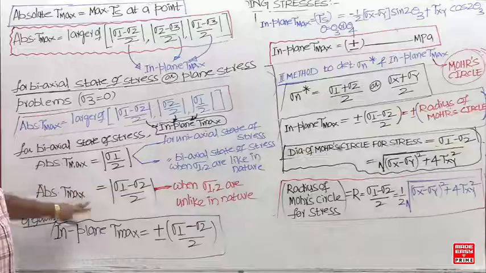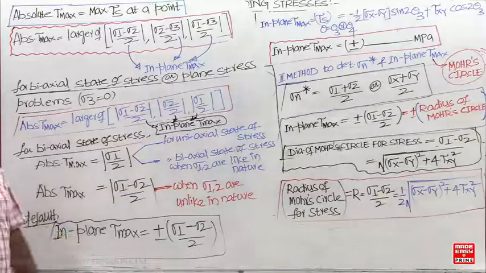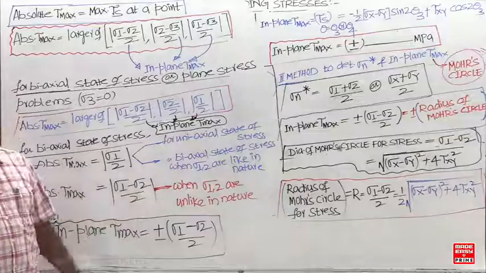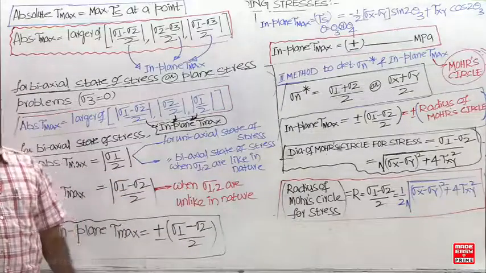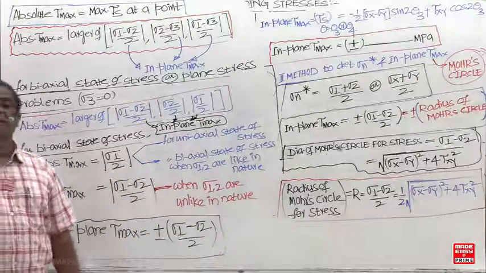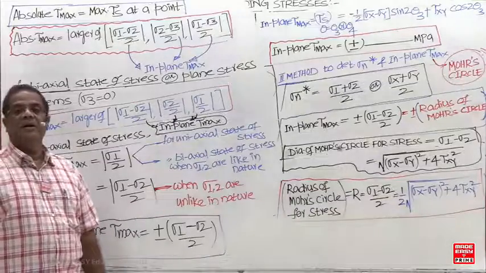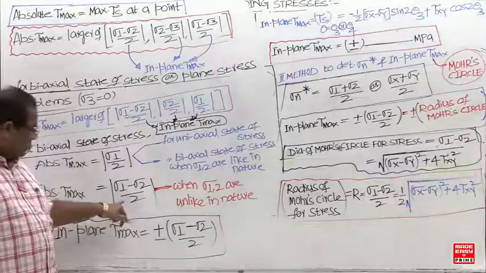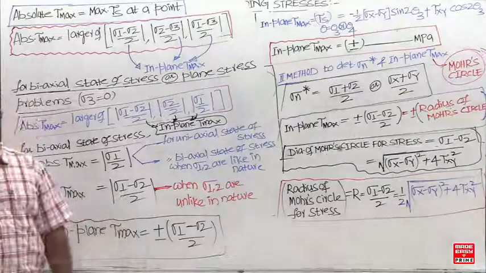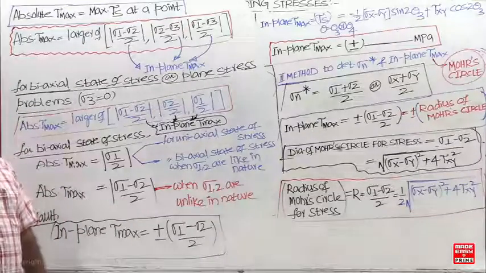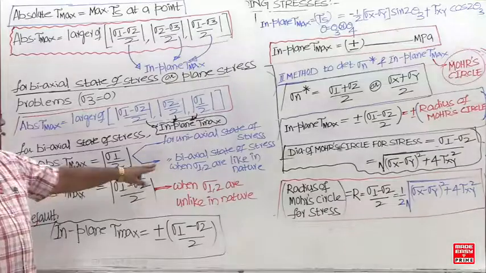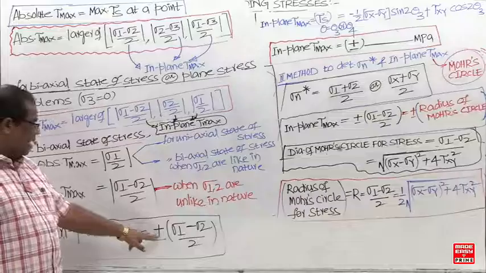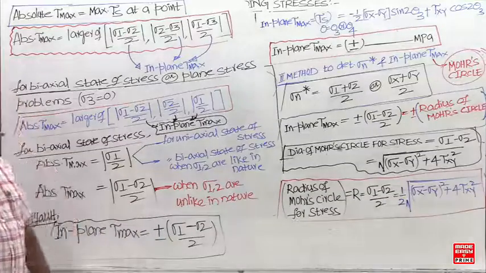So when are absolute tau max and in-plane tau max equal? When absolute tau max equals sigma 1 minus sigma 2 by 2, that is, when the principal stresses are unlike in nature. In a biaxial case, when both sigma 1 and sigma 2 are unlike in nature, in-plane and absolute are both the same. But when they are different, when the principal stresses are like in nature, the absolute tau max is sigma 1 by 2. Unlike in nature, it is sigma 1 minus sigma 2 by 2.